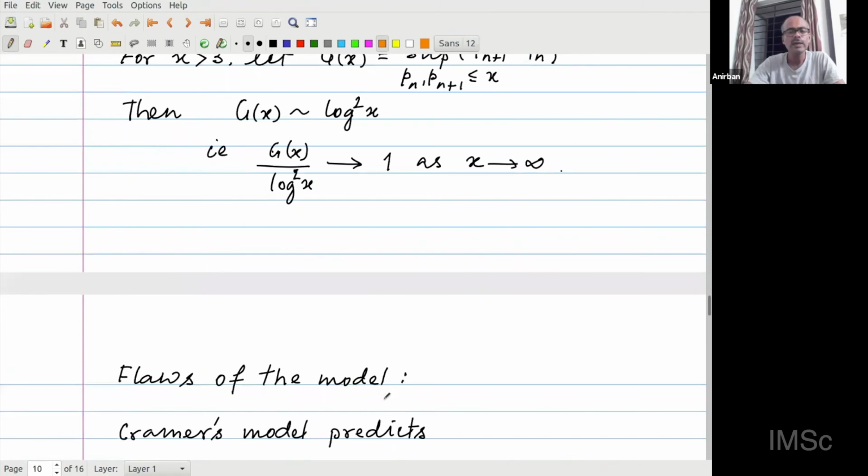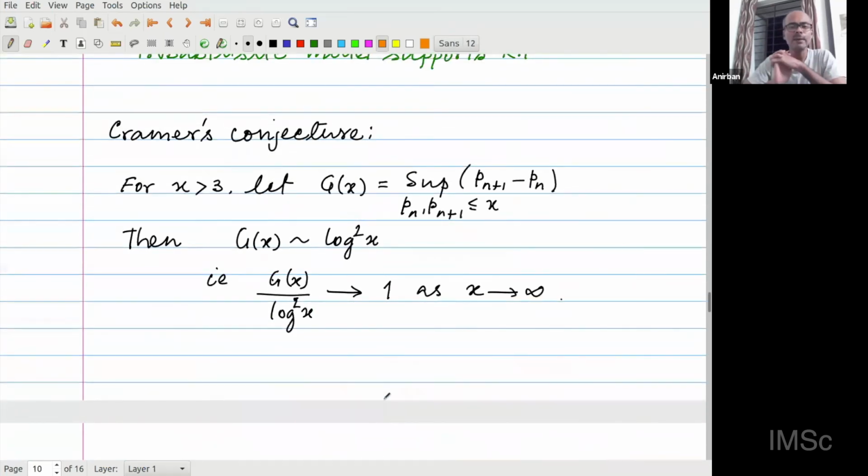So, in passing, I would just mention one conjecture by Cramer, which he predicted from the model. Depending on the predictions from the model, he made this conjecture in that same paper, 1936. So what was the conjecture? For a real number x greater than 3, let g(x) be the largest possible gap between primes up to x. So given x, you look at all the primes less than x and look at their gaps, and the largest gap is g(x). Cramer predicted that the largest gap should be log squared of x.